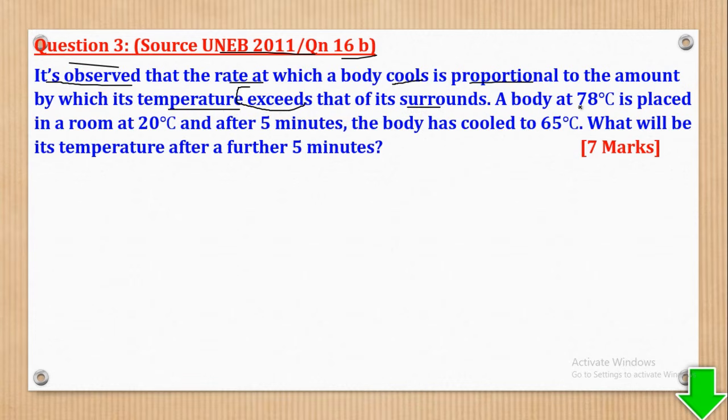A body at 70 degrees Celsius is placed in a room at 20 degrees Celsius, and after 5 minutes, the body has cooled to 65 degrees Celsius. What will be its temperature after a further 5 minutes? Note this word, further 5 minutes.